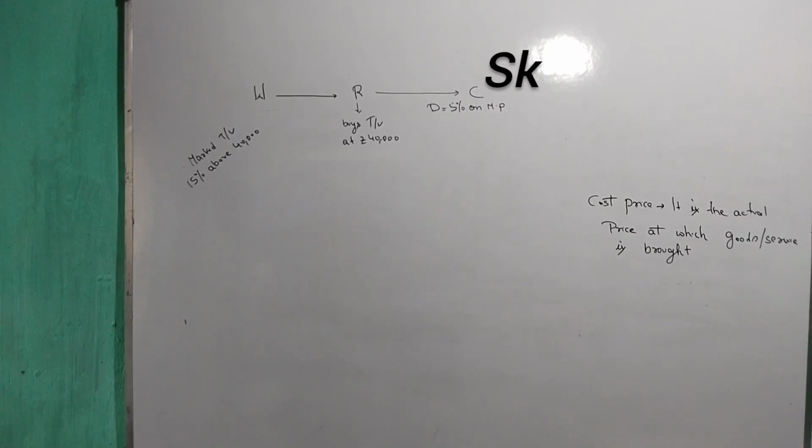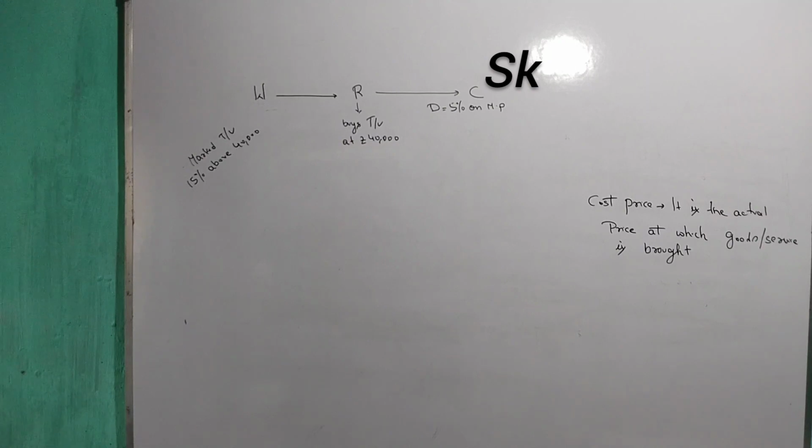This is your next question, so copy the question. So what does it say? It says that a wholesaler is there, the retailer is there, as well as the consumer is also there. Three persons are there. So who is in the middle? The retailer is in the middle. So what is there on the right hand side? The cost price.